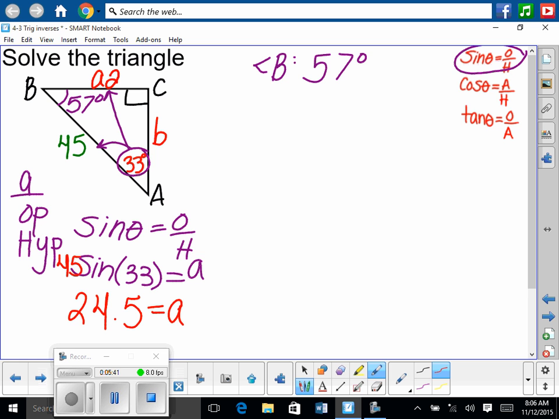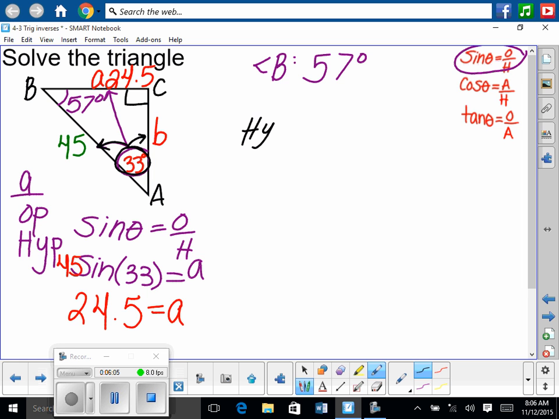So this is 24.5. Now I would suggest not using the Pythagorean theorem because you'd have to use the full decimal. I'm just going to quickly set up a different trig ratio. That wasn't that hard, guys. Here we go. I'm going to circle 33 again, and then I'm going to use the hypotenuse because I don't want to use the full decimal. I'm going to use the hypotenuse and the adjacent side.